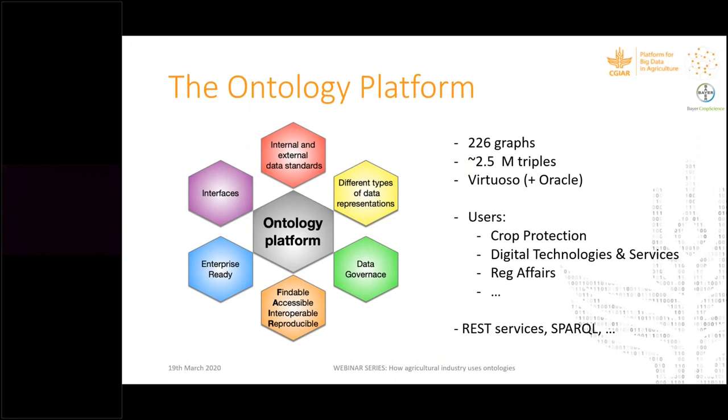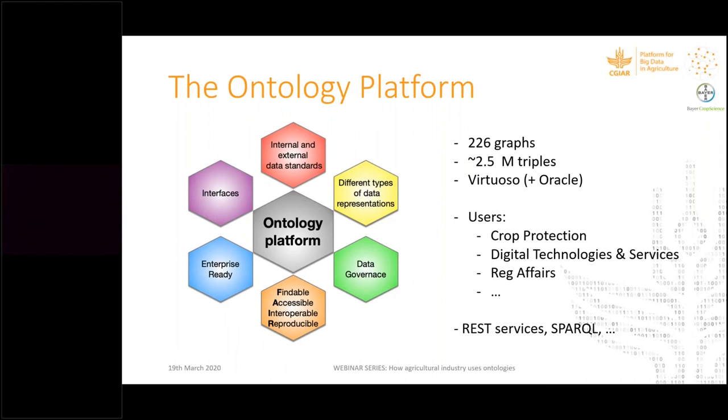This ontology platform we have is also able to deal with different types of data representations. I already mentioned that we are not only dealing with ontologies, but also taxonomies and simple lists. On top of this we have a data governance component, which is helping and supporting our activities around not only communicating what we have in terms of the platform, but also around how the data has to be curated, the policies around them, the roles about, for instance, stewardship and this kind of thing. This is another larger initiative that we have.